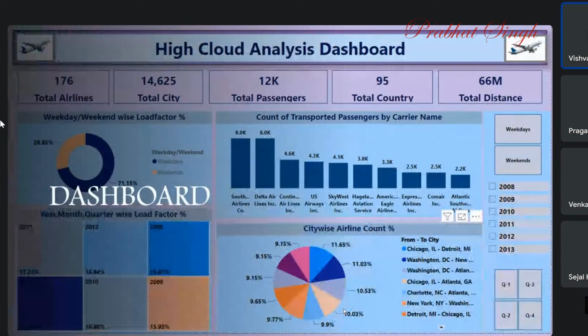So this is a Power BI dashboard. You can see the numbers of total airlines, total cities, total passengers, total countries, and total distance. In the donut chart, you can see the weekday-wise load factor percentage and the count of transported passengers by carrier name. And in the pie chart, you can see the city-wise airline count percentage.